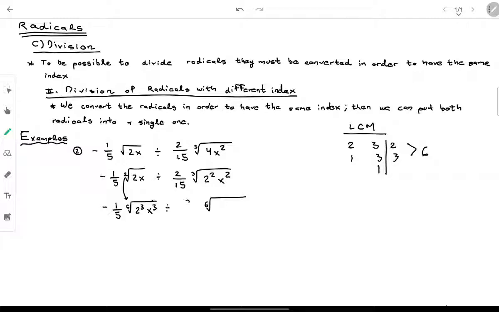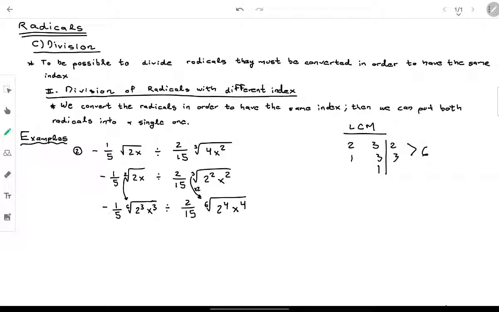What happens with the other one? The coefficient doesn't move. 3 to become 6 gets multiplied by 2. That means whatever is inside must be squared. So it's going to be 2 to the 4, x to the 4.